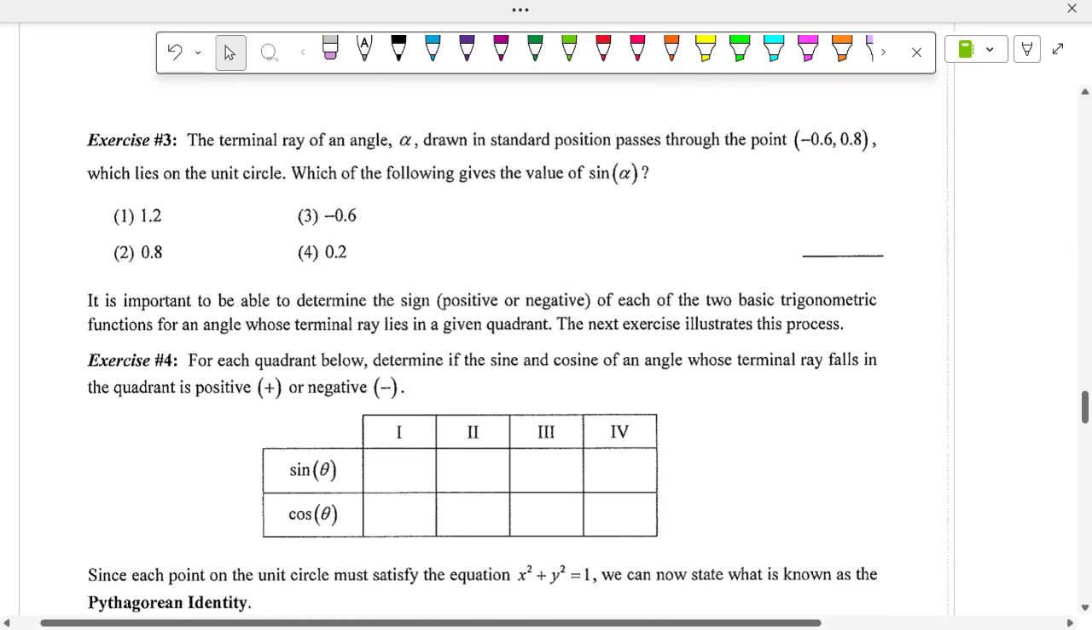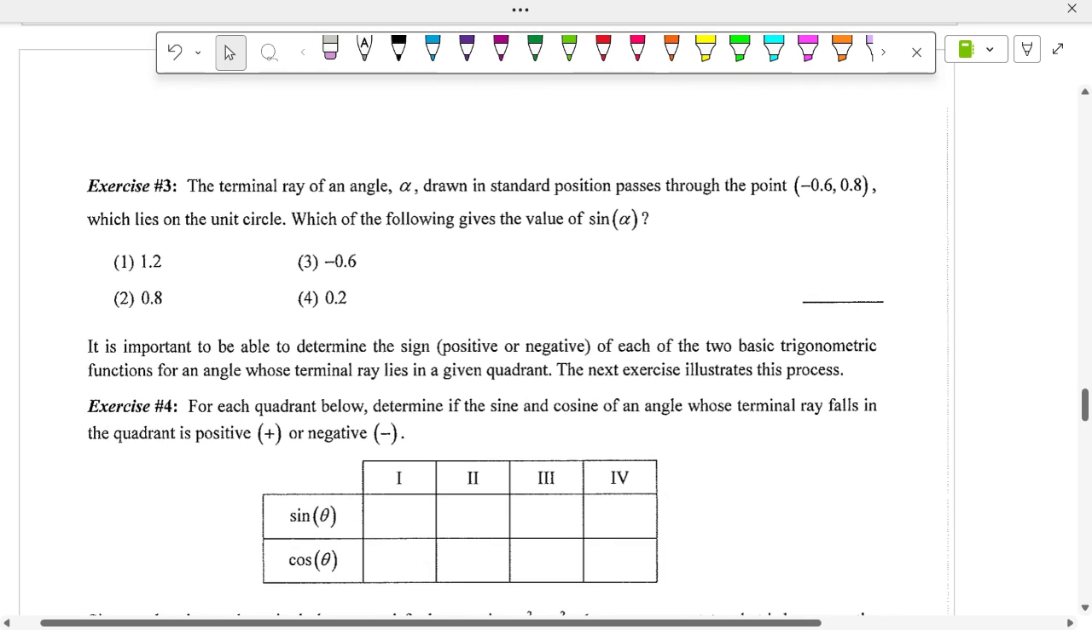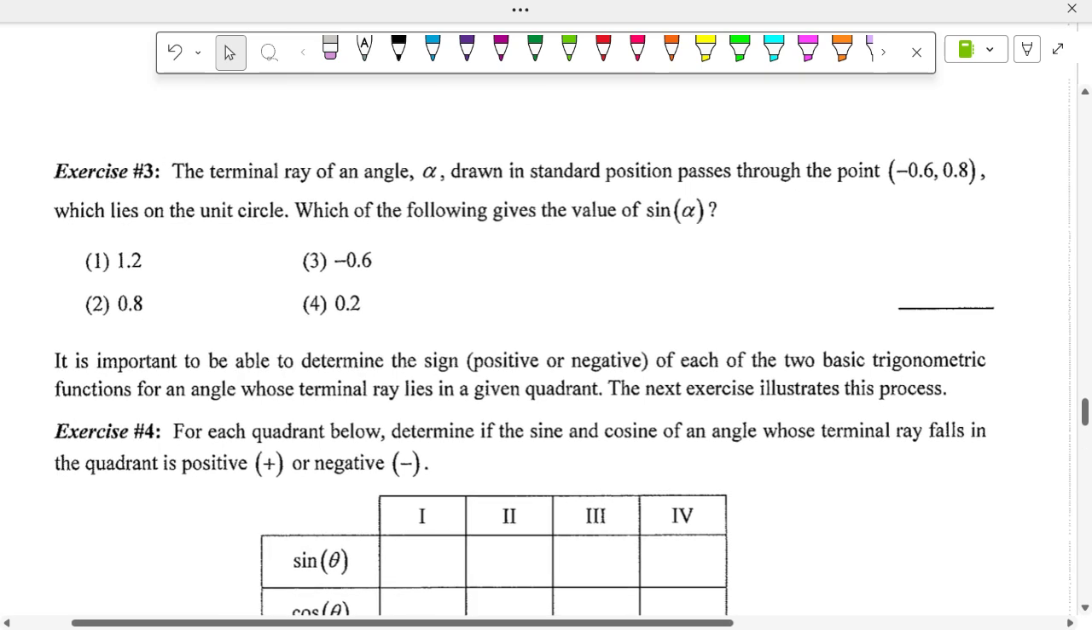Now, we can also use it to find some other parts. The terminal ray of angle alpha drawn in standard position passes through the point (-0.6, 0.8), which lies on the unit circle. So it's not an exact degree that's on the unit circle. Which of the following gives us the value of the sine of alpha?